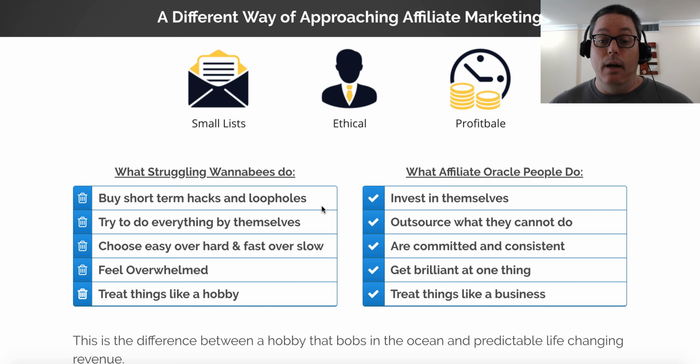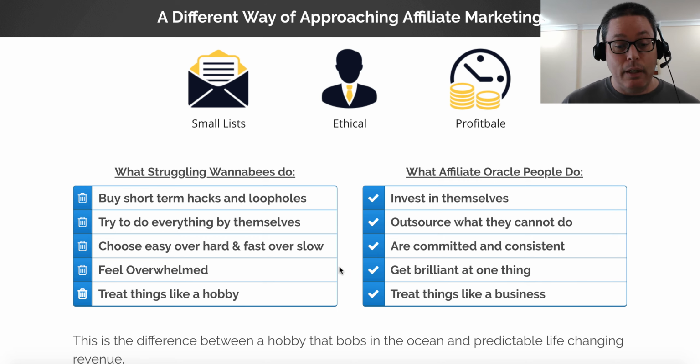So just like I said, what Affiliate Oracle people do, and when I read this, you could replace that sentence with what 30-minute marketers do. They invest in themselves. They outsource what they cannot do. They're committed, they're consistent. They get brilliant. They focus, right? Intense focus on one thing and get great at it. And they treat things like a business, meaning that this is a business. This is what you're trying to do. You're trying to build a business.